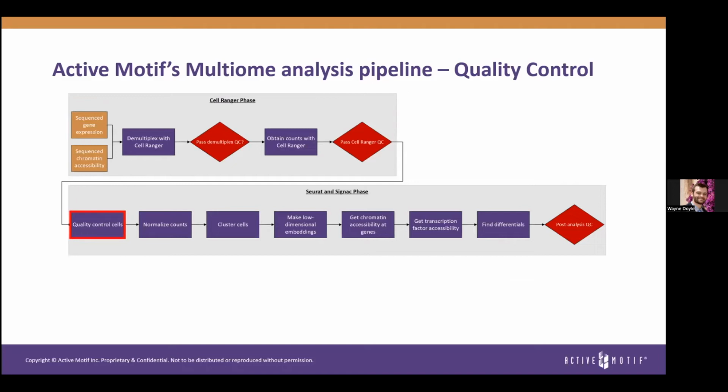The first thing that we do is an additional quality control, because although we've already done some quality control through Cell Ranger, we want to make sure that in any data set we're looking at, we're not focusing on just technical effects. We want to make sure that we're focusing on the actual biology so that we're answering the question that we want to answer.